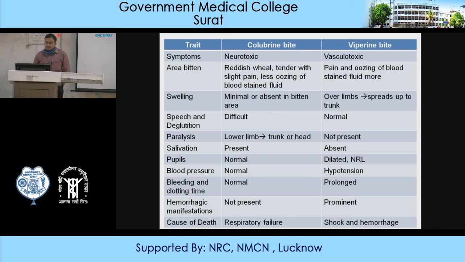In viperine bite, due to blood loss and coagulopathy, there is hypotension, and bleeding and clotting time are prolonged, while in Elapid bite they are normal. In Elapid bite, hemorrhagic manifestation is not present. Why? It is neurotoxic. While in viperine bite, hemorrhagic manifestation is prominent, with continuous oozing of blood. Cause of death in Elapid bite is respiratory failure, while in viperine bite it is shock and hemorrhage.